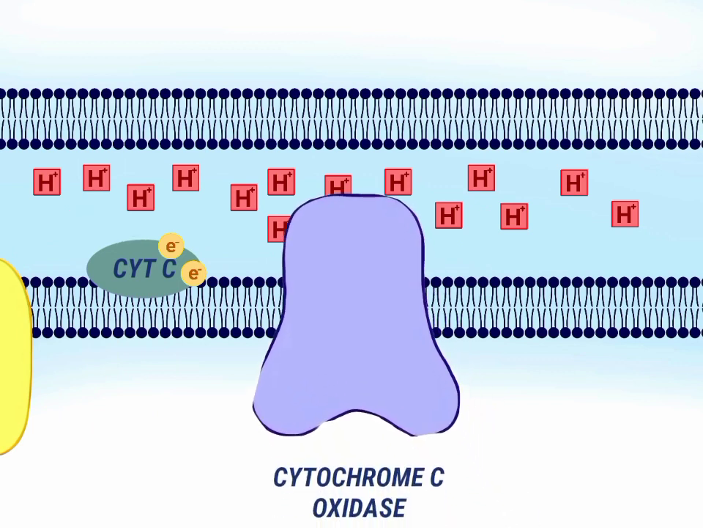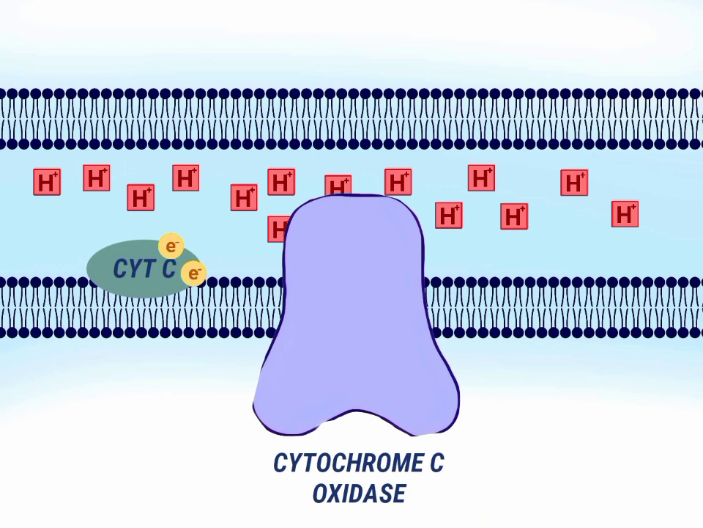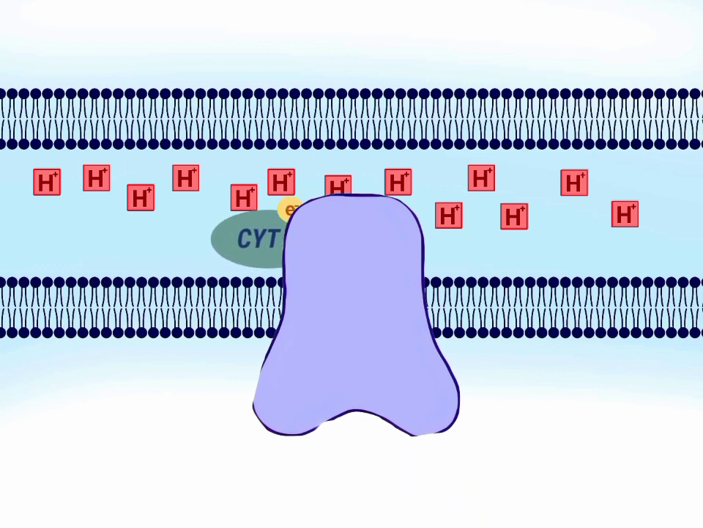Complex 4, also known as cytochrome C oxidase, is the fourth and final protein complex in the electron transport chain. It receives four electrons from the Cyt C and transfers them to molecular oxygen, which is the final electron acceptor in the aerobic respiration. In this process, it pumps two protons from the matrix to the intermembrane space and produces two molecules of H2O.